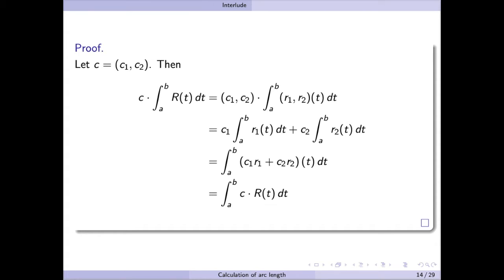Now, using the results from the integration of scalar valued functions, we have that this equals the integral from A to B of C1 R1 plus C2 R2 of t. This result that we have used is called linearity of the integral. Finally, we notice that the function C1 R1 plus C2 R2 is nothing but the dot product of C with capital R. And this completes the proof of proposition 8.